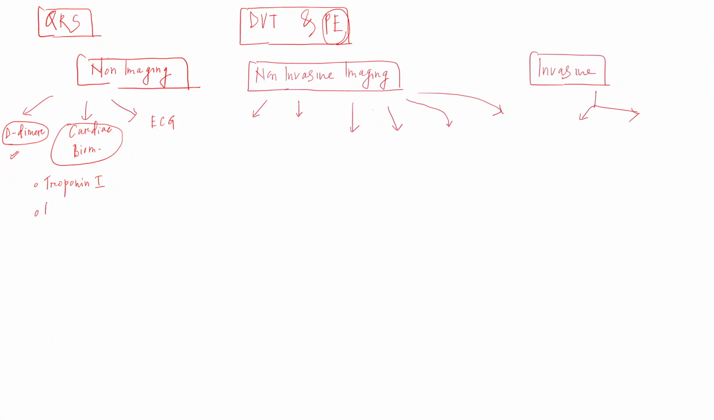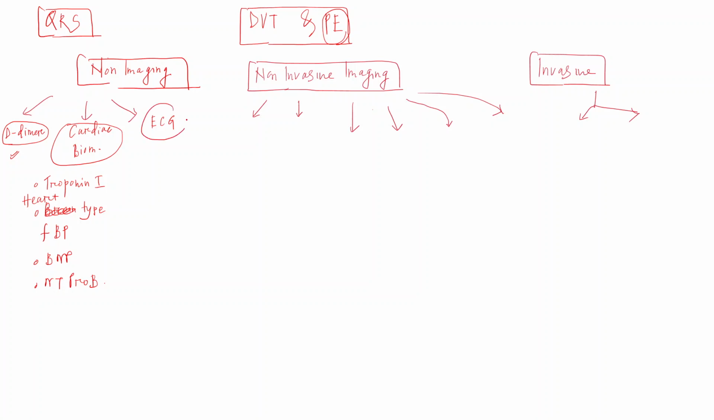Along with that, there may be increase in heart type fatty acid binding protein. There may be also increase in BNP and NT-proBNP. These are markers of cardiac dysfunction. Okay, so these are not very important.